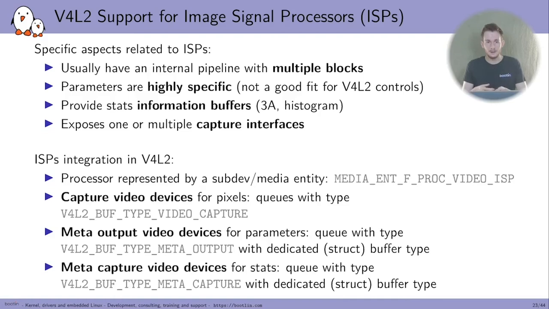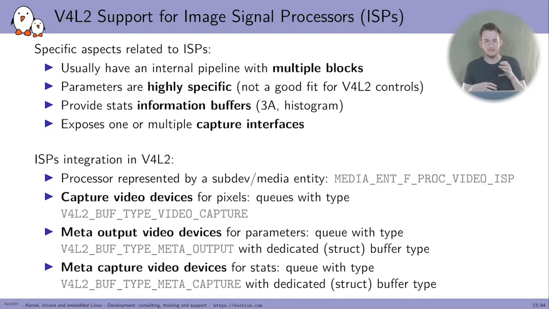There can be one or multiple capture interfaces depending on the hardware. But then we will also find video interfaces which are not for capture, but which will be for providing the parameters for the configuration of the ISP. So you also get a video device with a queue, but in this case, what you provide to the queue is not a pixel buffer that was allocated, but it will be a structure of data. So the type of the queue will be different.